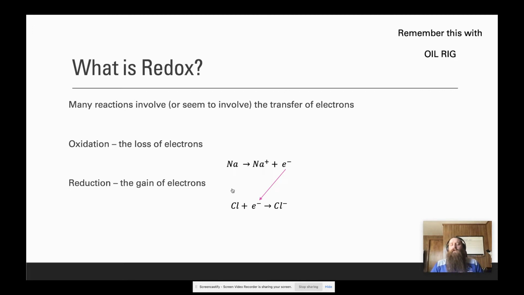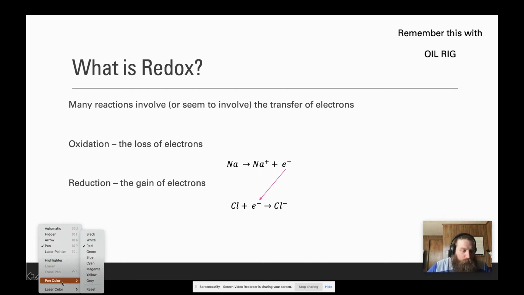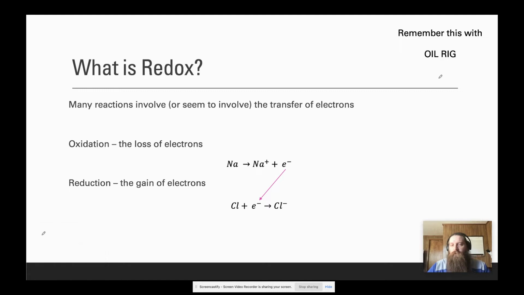Now, there's an easy way to remember that, okay? OIL RIG. OIL RIG stands for oxidation is loss and reduction is gain. So oxidation is loss, reduction is gain of electrons. That's what we're talking about there, right? Of electrons.